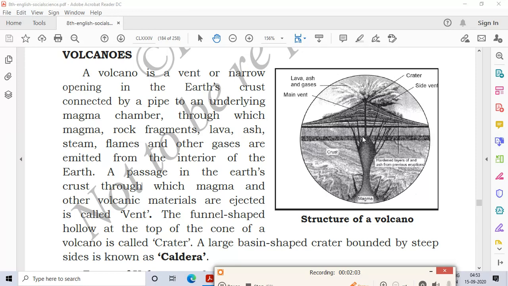In this, one vent is there. You can see a tube-like structure. This is the vent through which the magma and other gases will come out from the volcano, and these are called the side vents. They are present on the side. One funnel-shaped structure is present at the top, that is called the crater, through which different types of gases and ash will be coming out.